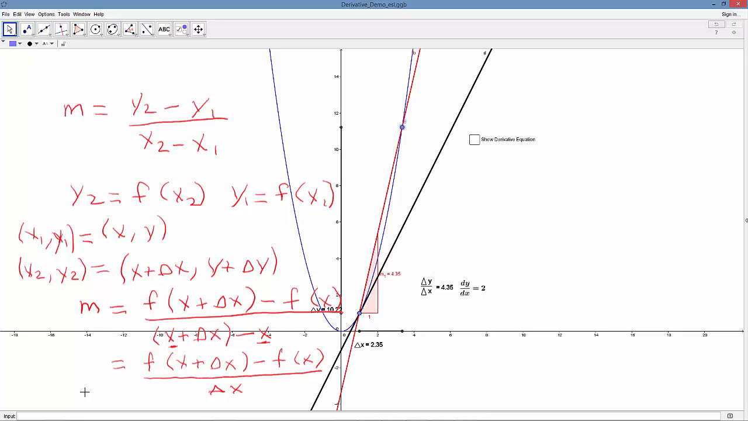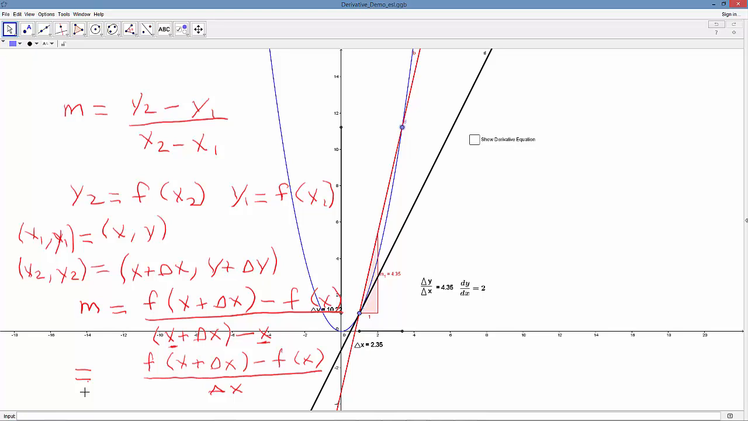Okay, so at this point, we still have just the slope of the secant line. All we've done is we've just fancied the notation up a little bit, written it in function notation, and made some simplifications. So we got to add a little bit of special sauce into this in order to get the slope of the tangent line. So how do we do that?